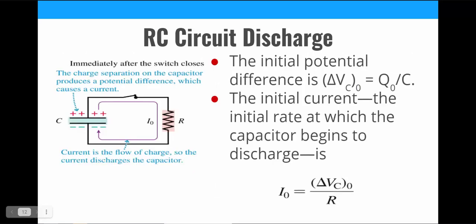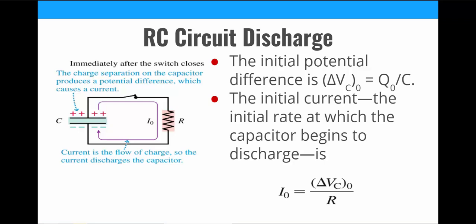So we close the switch. Immediately after the switch closes, the charge will start to rush through the circuit. So we said the current flows from positive to negative. In reality, the electrons go from negative to positive. So you can imagine as soon as you close the switch, the electrons will start to flow until this charge cancels out both poles. Okay? So the initial potential difference is V. We call it V naught, which is whatever the initial charge is divided by the capacitance. Whatever that happens to be.